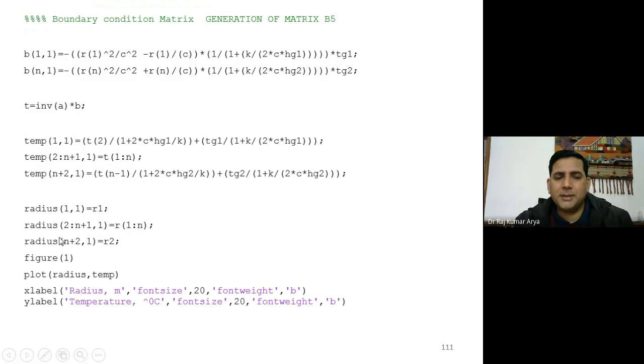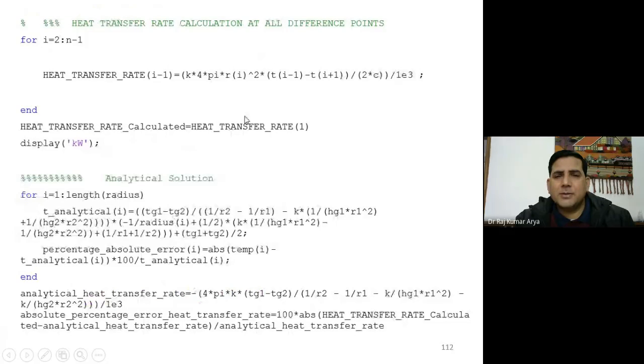Radius you have from here. Once you have this, you can plot radius versus the temperature. This is just a command to set font size, fonts, and font weight. After that, you want to calculate the heat transfer rate at all the difference points, how it changes, and you are calculating this from here.